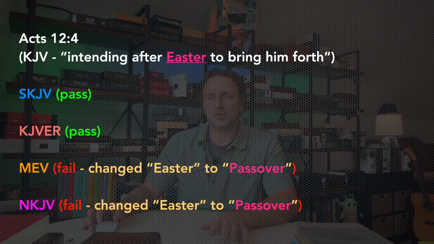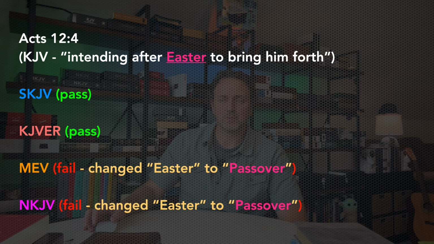Next up is Acts chapter 12, verse 4: "intending after Easter to bring him forth." And a lot of people say that Easter should not be in the King James, and this is the only place the word occurs, Acts chapter 12, verse 4. I think the underlying word is used 29 times, and 28 of those times it is translated as Passover, but this one time in Acts 12:4 they have it as Easter.